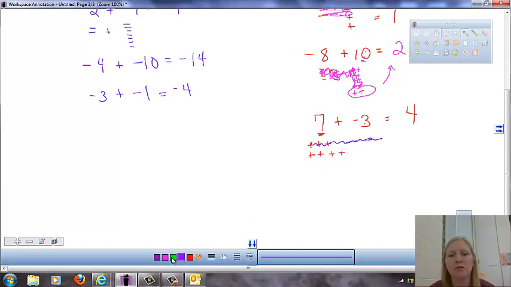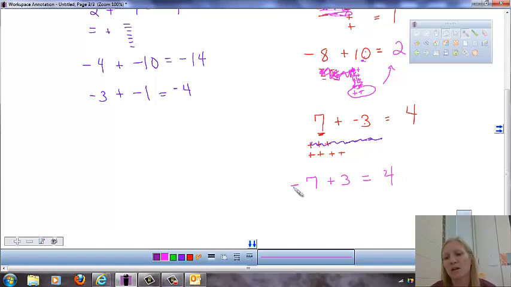Now I'm going to switch that around and see if you can handle one like this. What if I made it negative 7 plus 3? That one's different. What is 7 minus 3? Still subtract. It's 4.